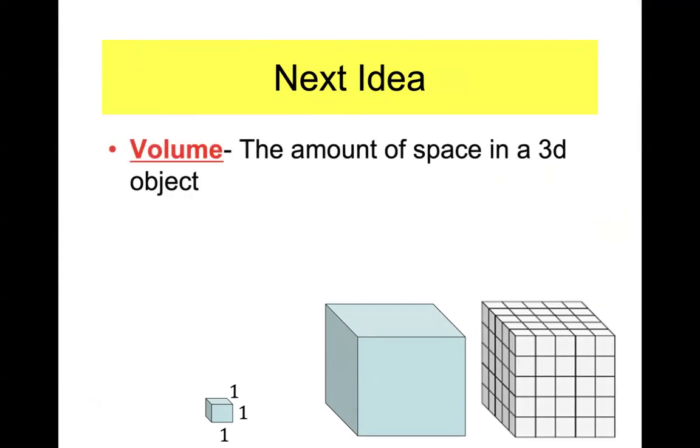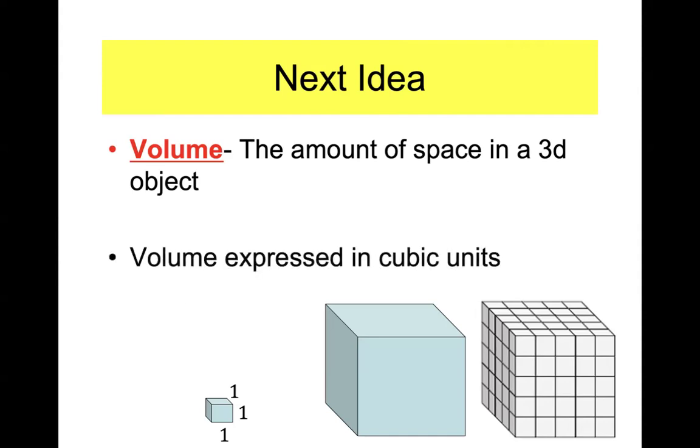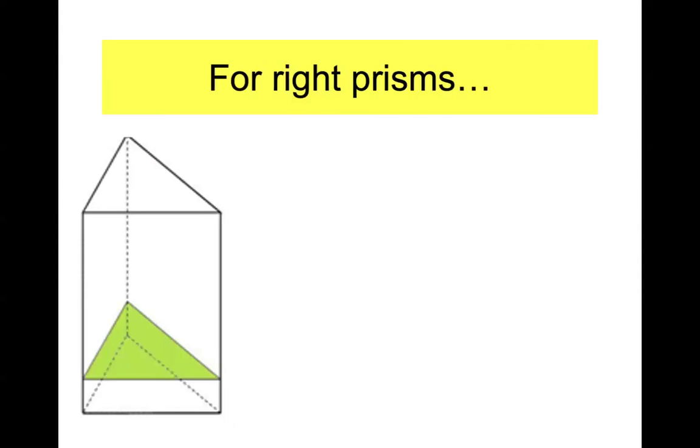So the volume is the amount of space in a three-dimensional object, and it's measured in cubic units. That's 1 cube right there. How many cubes you have, count them all up. It's measured in cubic units. Okay? So for right prisms right here, we've got a right prism because it says so.